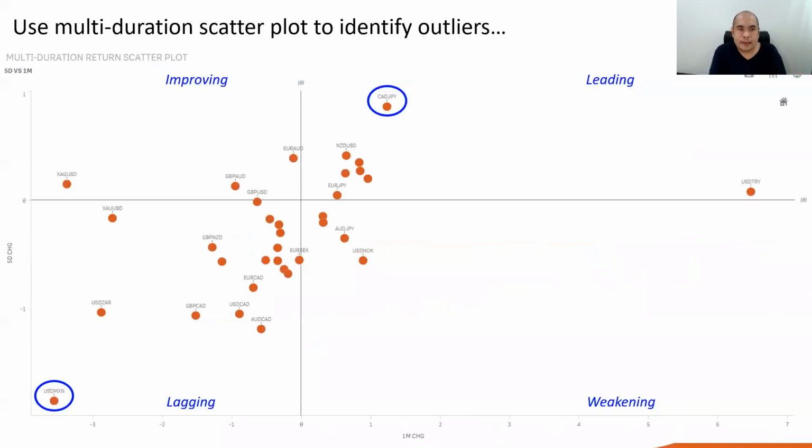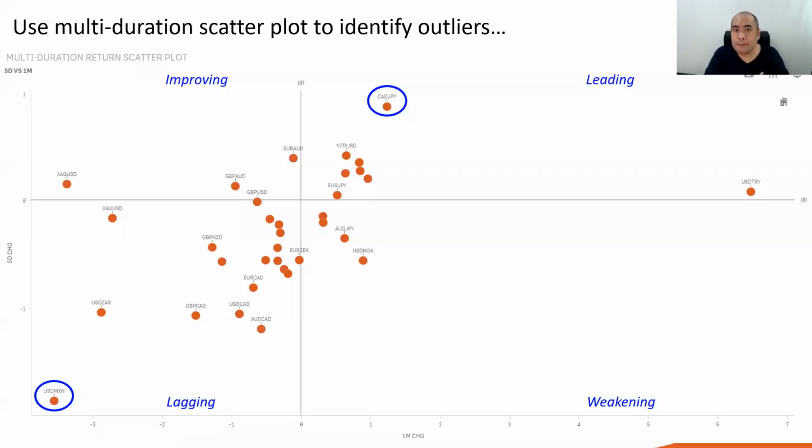Again, this type of approach can be applied to various asset classes because you're basically just transforming the relative performance information we were discussing earlier and trying to visualize things in terms of a scatter plot. So in this example, I'm comparing 5 days versus 1 month. And basically what this model is telling me is that if I'm trying to trade momentum, my best bet here would be to trade CAD-JPY, given that it's supported by both its 5-day momentum and 1 month momentum.